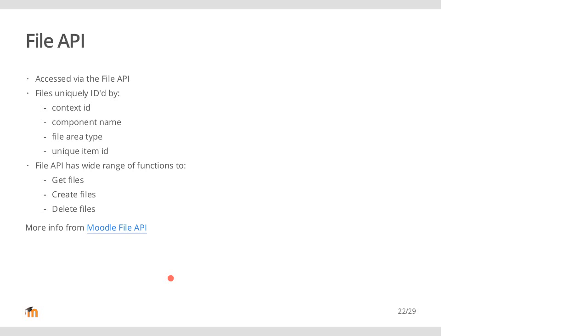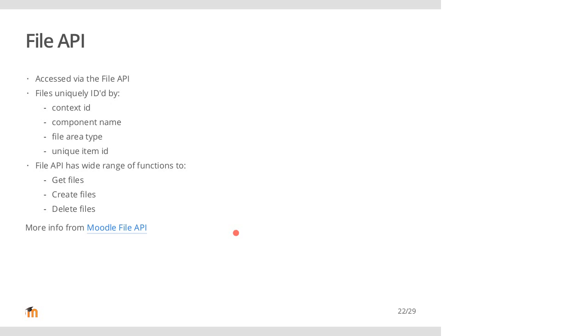So the way you actually access files is by using the file API. Files are essentially uniquely identified by a number of things, not least the context ID, and context is really important in Moodle. One of the many things that context does, it's where roles are defined, so you can control who can access the file, which is really useful. Also, you need a component name, because only functions within that component can actually access that particular file.